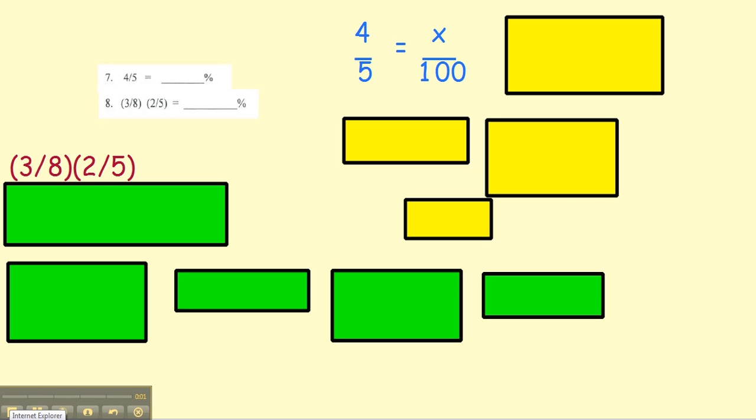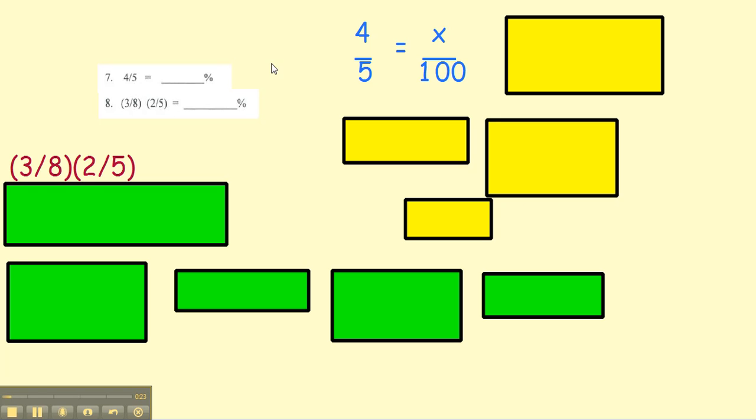So the next one is percentage problems. If you look at test 1, number 7, it asks you 4 over 5. How do you turn that into a percentage? You get two options. One way is to just divide, because we said these are division problems. 4 divided by 5 is 0.8, and then you multiply it by 100, should give you 80%.